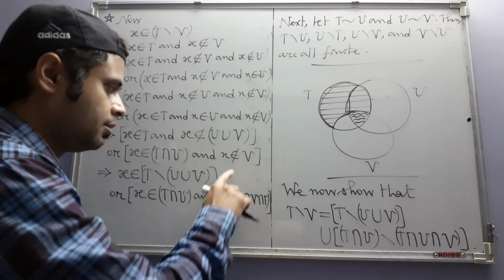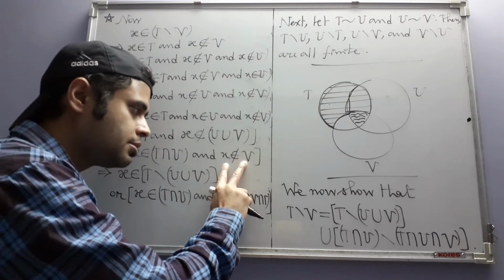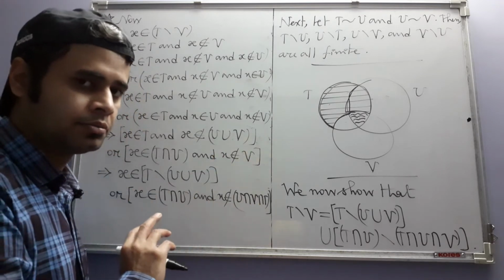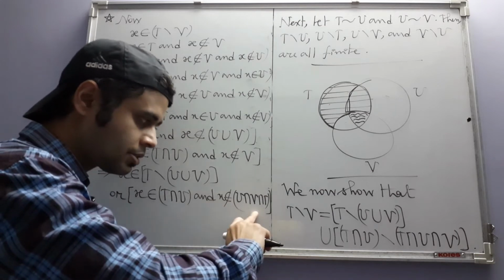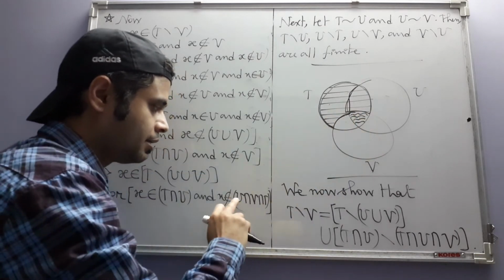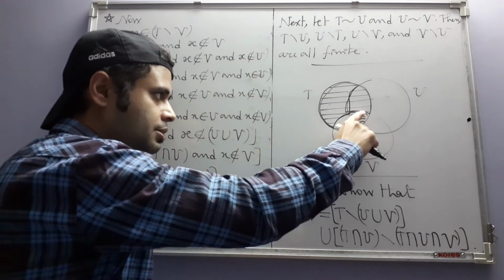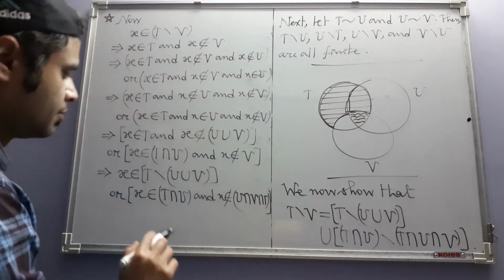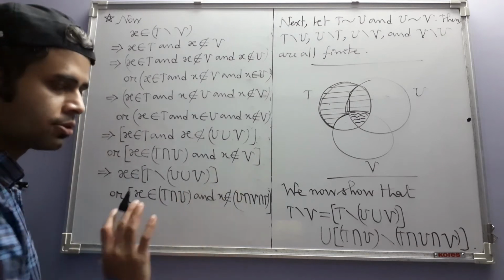And note that these two things are not the same thing. This is saying that this must be true. You cannot go back. If you are given that x does not belong to this central region, that does not mean x does not belong to V. That just simply means x is not here. x may be elsewhere in V. But since we are going in one direction, it's okay.